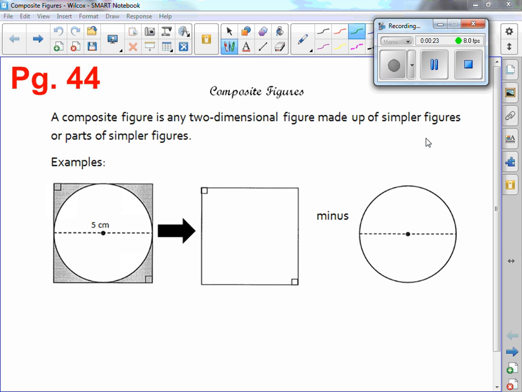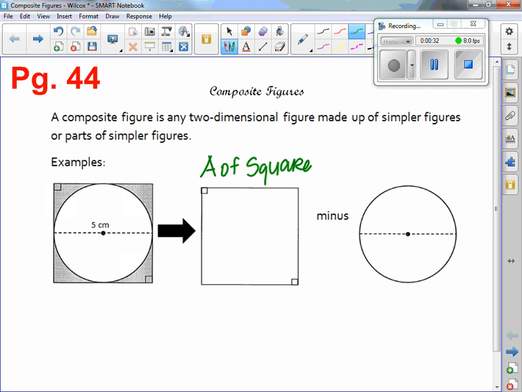So we need to find the area of the square, and subtract from that the area of the circle. That would leave us with just the area of the shaded region.